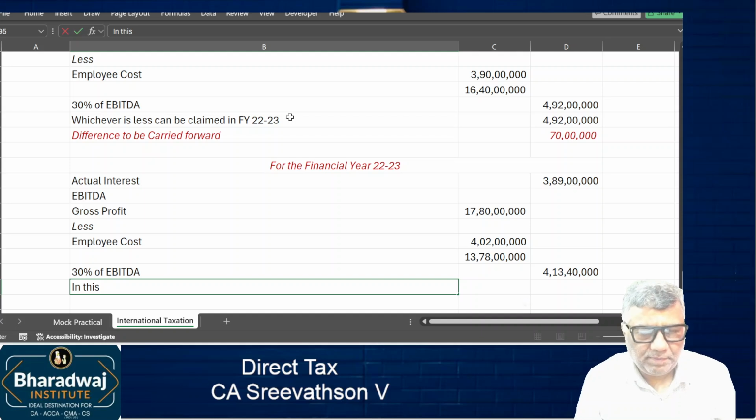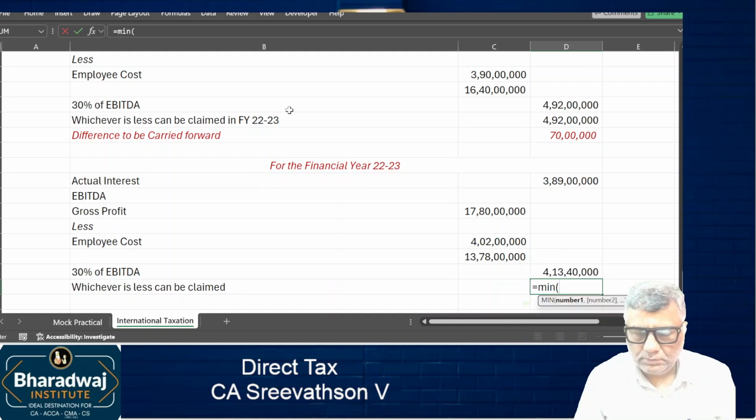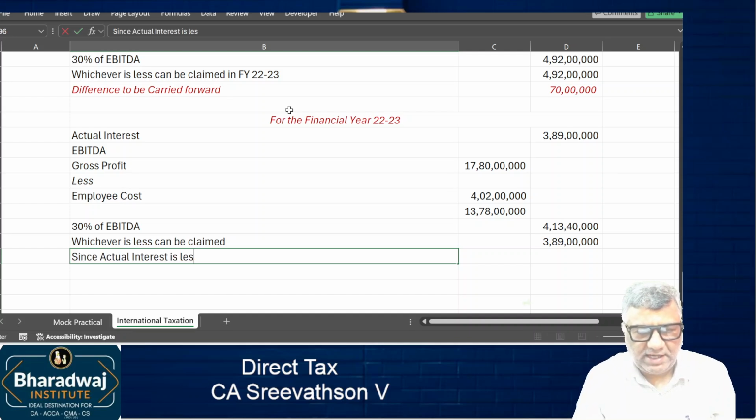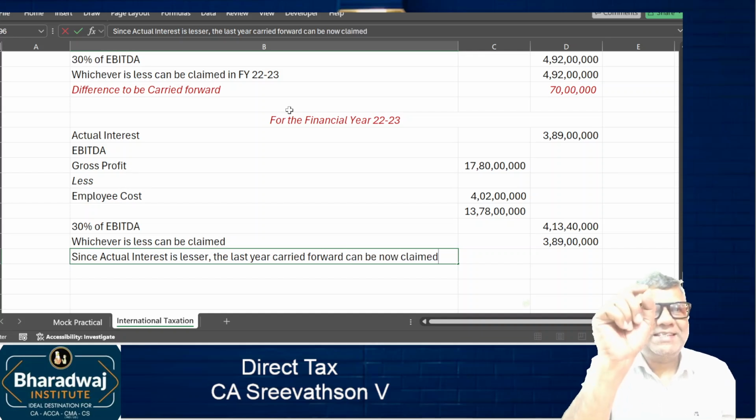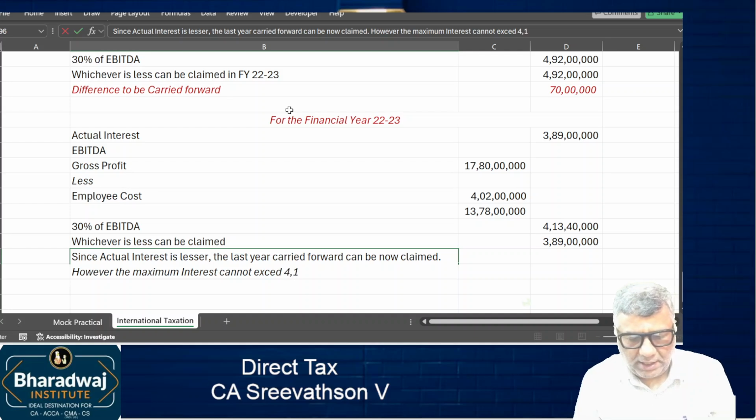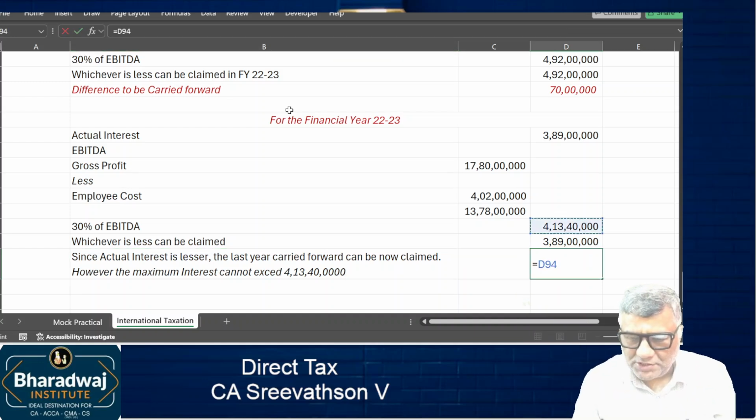In this case, whichever is less can be claimed. Since actual interest is lesser, the last year's carried forward can be now claimed. To what extent can it be claimed? The maximum interest cannot exceed 4 crore 13 lakh 40,000, because then actual interest will again go high. So to this extent, I can claim.